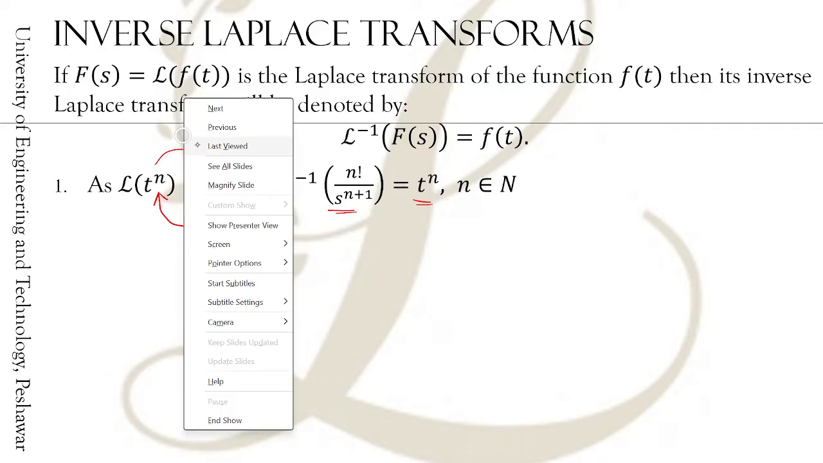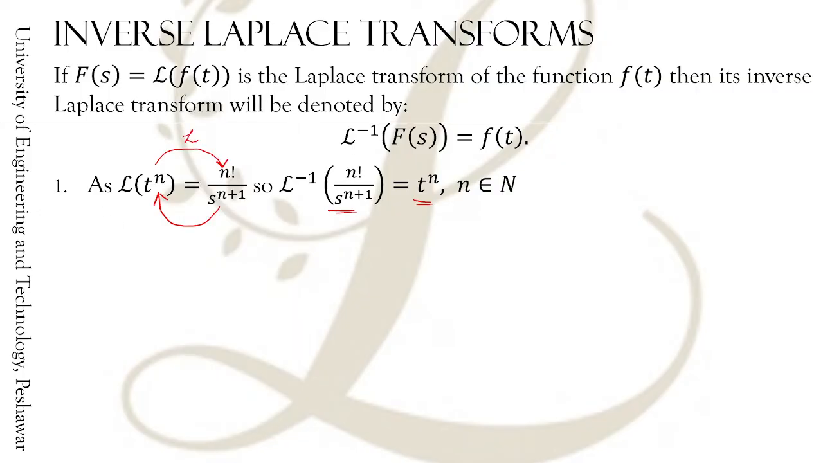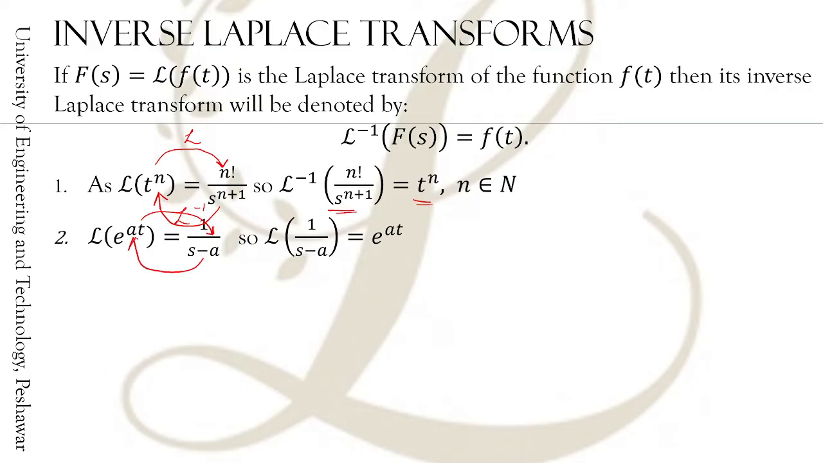If this is the direct way, this will be the inverse way. Okay. Similarly, we have done that the Laplace transform of e power at was found as this one. The inverse of 1 over s minus a will be e power at.